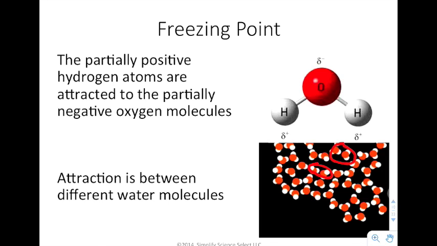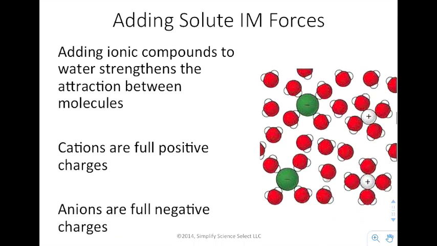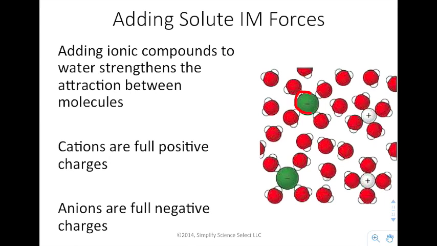So the reason why freezing point is considered to be a colligative property is as you add solute to something, you're actually increasing the attraction between the solute and the water as opposed to water and water. So the attraction between this negatively charged ion and the water is greater than the attraction between water and water. Because of that, we can say that the boiling point is affected by what we call intermolecular forces. Those are the attraction between different molecules.